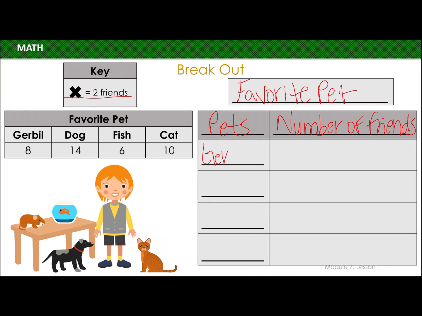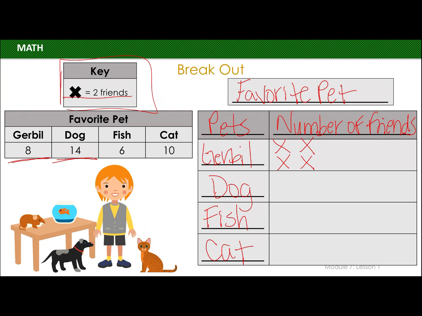So we have gerbil, dog, fish, and cat. All right, so I always check my key to see what I'm doing, so I know that 1 x equals 2 friends, so I have to be careful when I'm counting by 2's. So my gerbil friends, 8 friends said that gerbil was their favorite. So 1, 2, 3, 4, 5, 6, 7, 8.